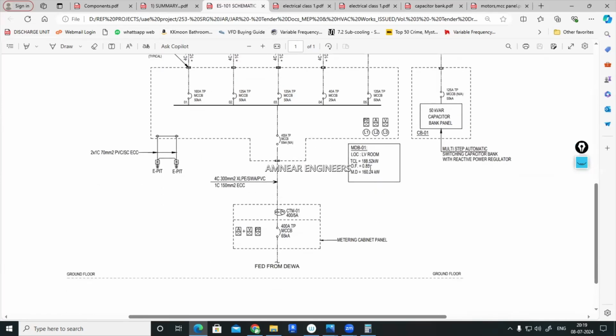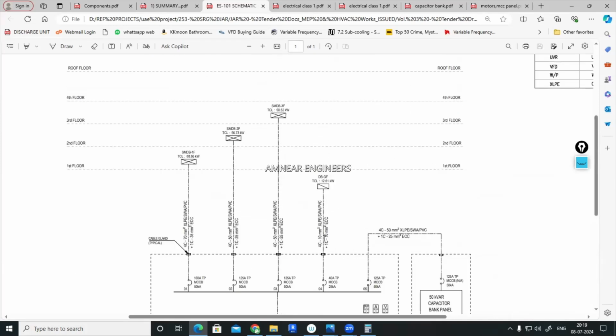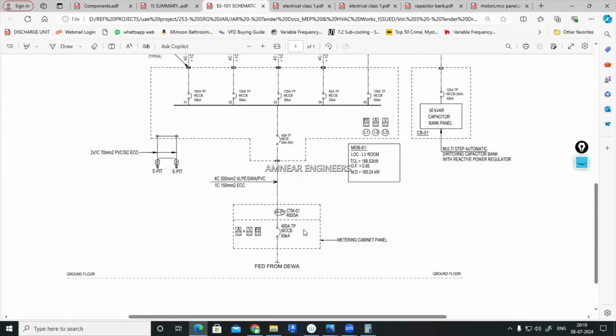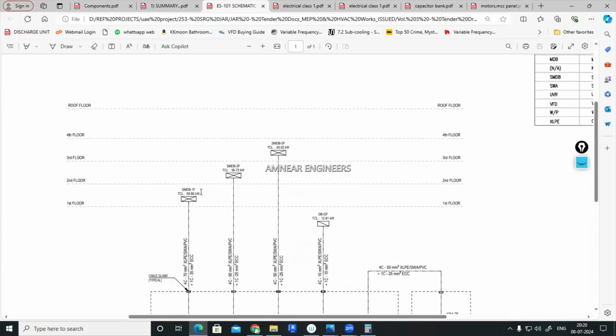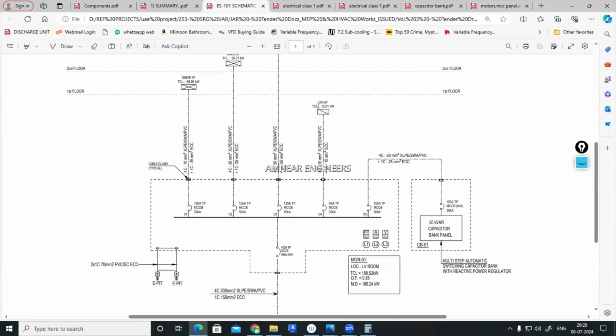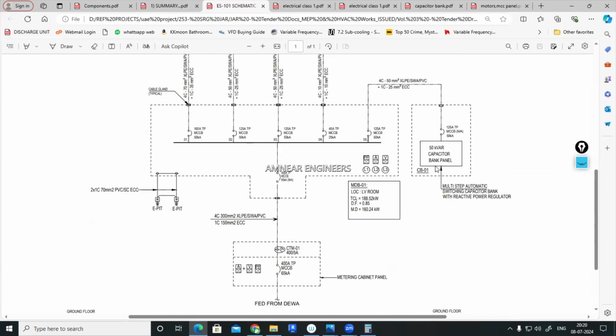Demand factor is given here. Maximum demand is 160.24 kilowatt. This is the MDB or LV panel. From this MDB, there are different connections for the SMDB first floor, SMDB second floor, third floor, then a final DB for the ground floor. Then you can see a 50 kVAR capacitor bank panel is used here.